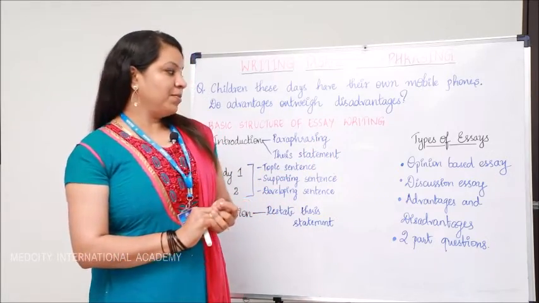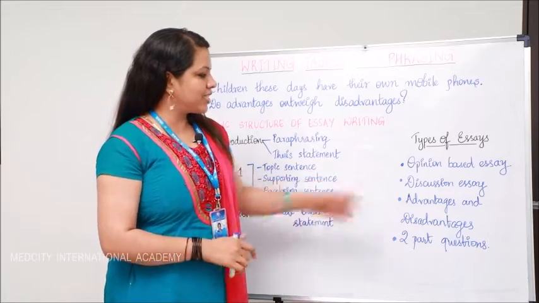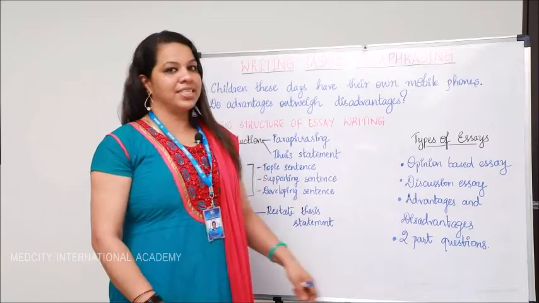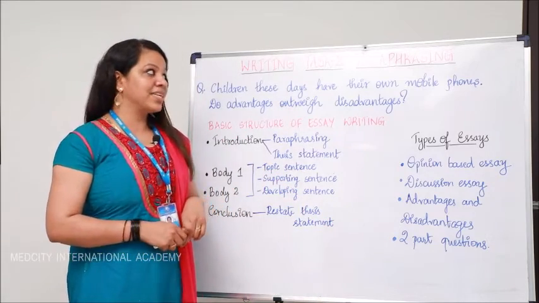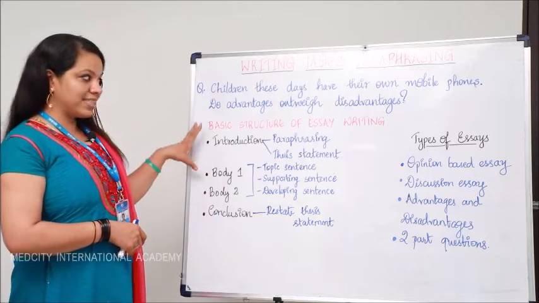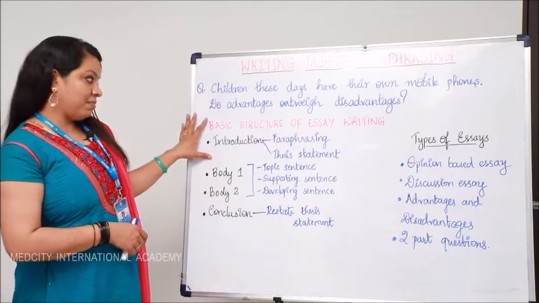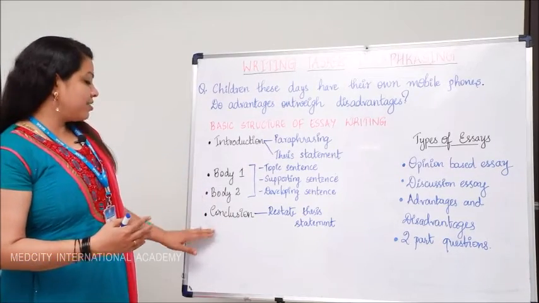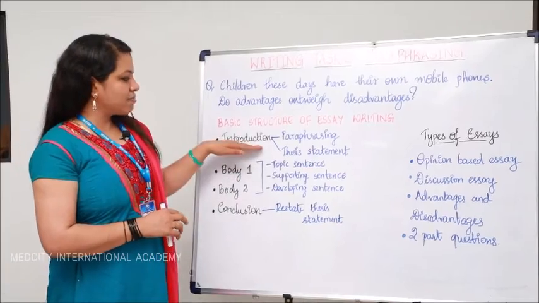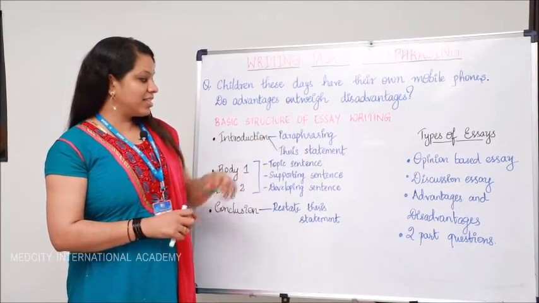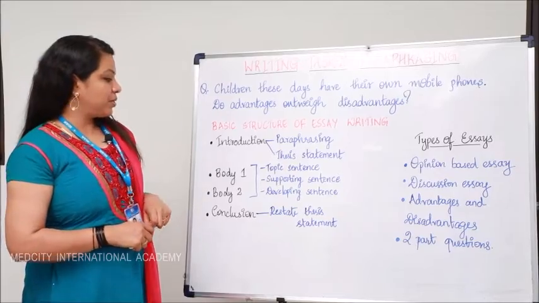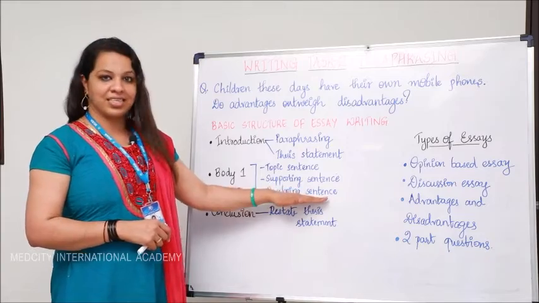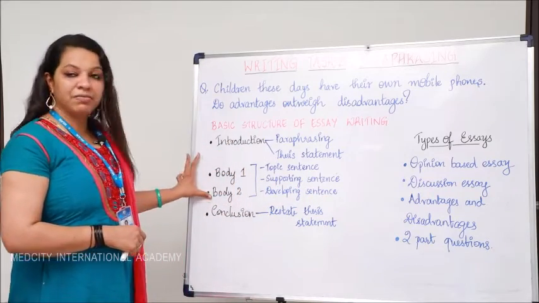Mainly there are 4 different types of essays: opinion based essay, discussion essay, advantages and disadvantages, and 2-part questions. When you write your Task 2, that is your essay writing, you have to follow the basic structure. You have one introduction paragraph, at least 2 different body paragraphs, and one conclusion paragraph. In the introduction paragraph, you should have paraphrasing and a thesis statement, and in each body paragraph, you should have a topic sentence, a supporting sentence, and a developing sentence. These are the major paragraphs of your essay writing.